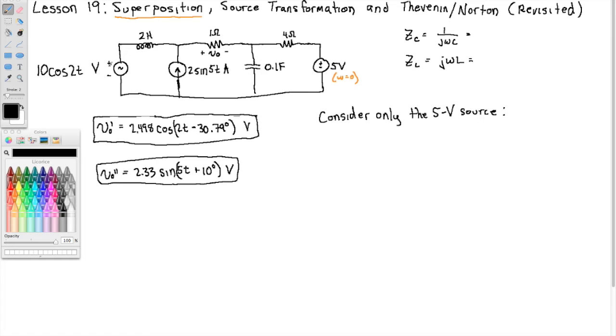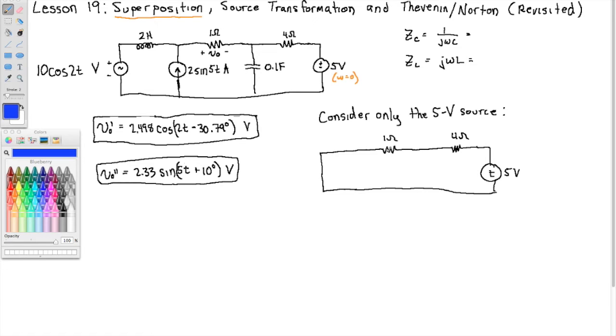So at DC, well, first of all, we're going to turn off this voltage source, make it a short. At DC, the inductor is a short also. The current source is open, so I just got my resistor here, 1 ohm. The capacitor is an open, so I've got my resistor there, that's a 4 ohm. And again, here's the 5 volt. Isn't that nice, right?